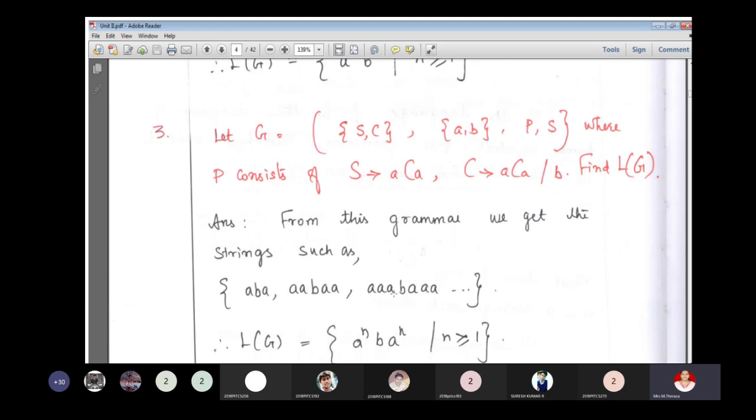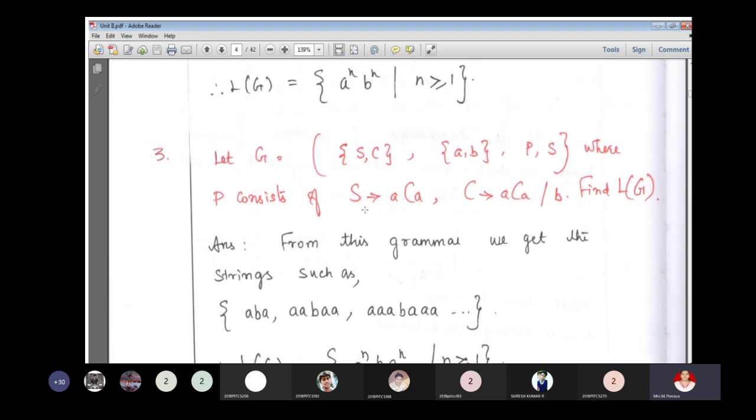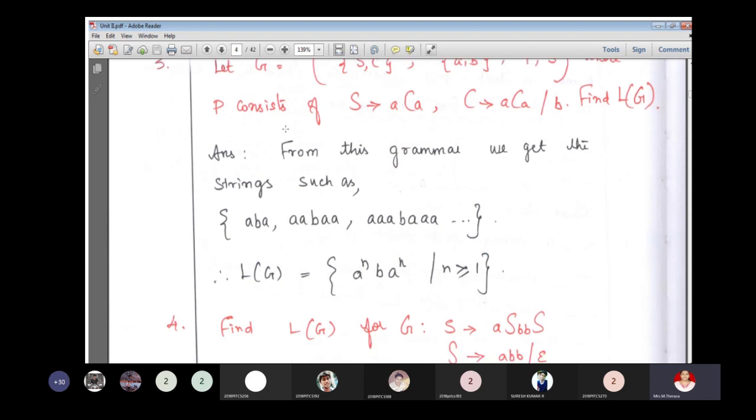So how can you define it in general? a power n, b, a power n. So this is the grammar, S tends to aCa, C tends to aCa or b, that can derive the language. So what is the language it can derive? a power n, b, a power n such that n is greater than or equal to 1.